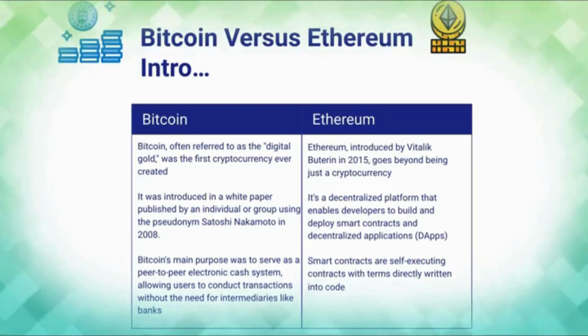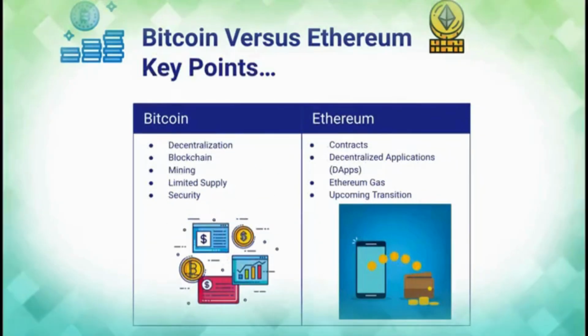Smart contracts are self-executing contracts with terms directly written into the code. Some of the key points to keep in mind and an example. Let's start with Bitcoin. Decentralization.